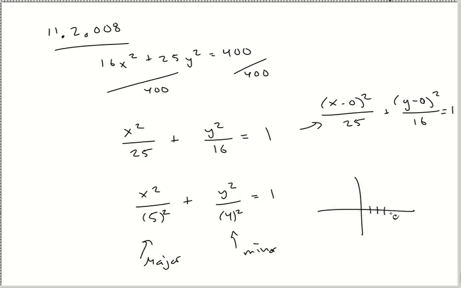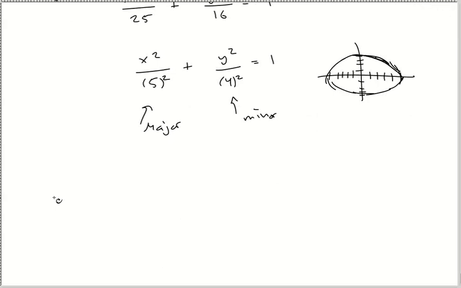1, 2, 3, 4, 5, 1, 2, 3, 4, up, 2, 3, 4, 2, 3, 4, 5, so something kind of like this here. It's a little bit more on the x than the y. There you go. Cool. Next question.